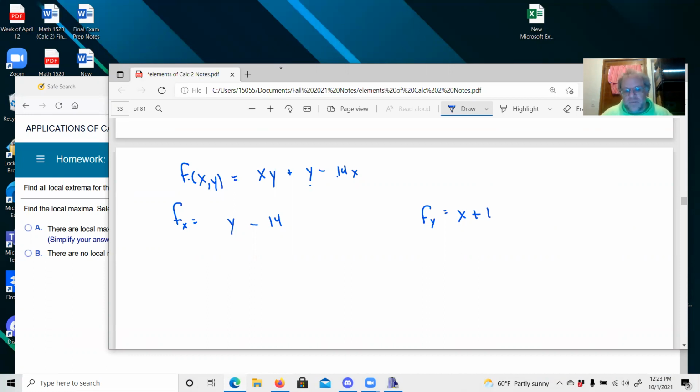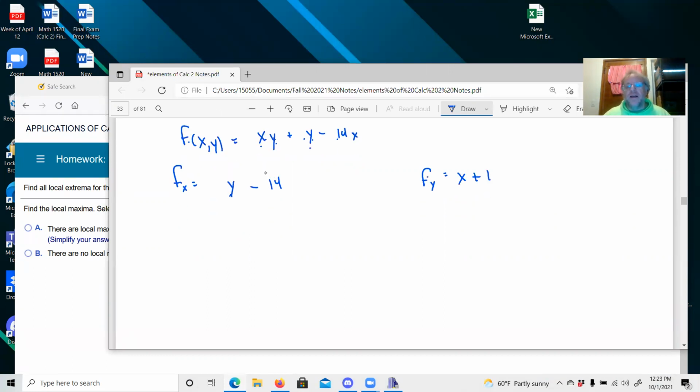With x, we have constant times x, so we get the constant. This was a 0 term, and then minus 14x, derivative is 14. For fy, constant, so just the x plus 1. This is a 0, as far as y goes. So we have to solve this, so we set it equal to 0. This is steps 1 and 2. So y is equal to 14, and x is equal to negative 1. That's our critical point.